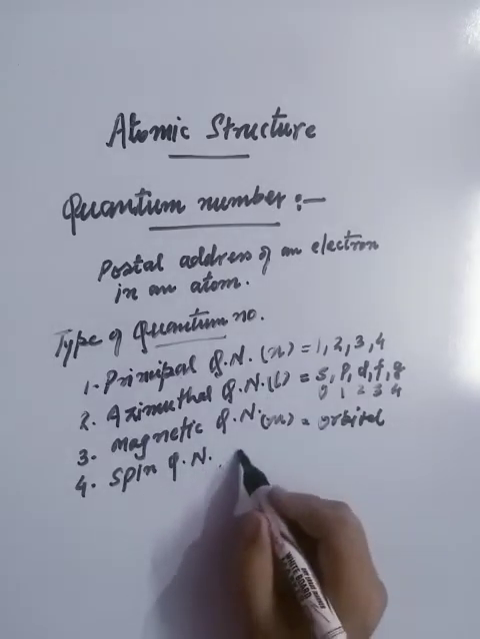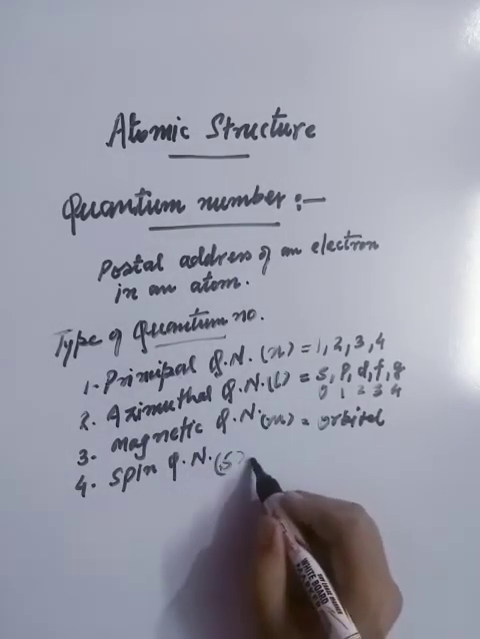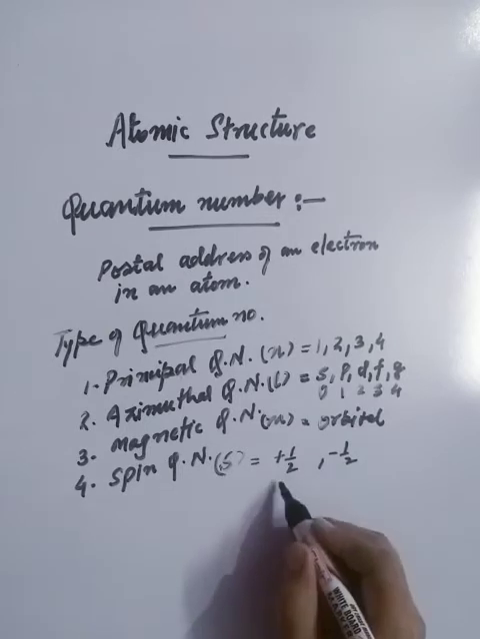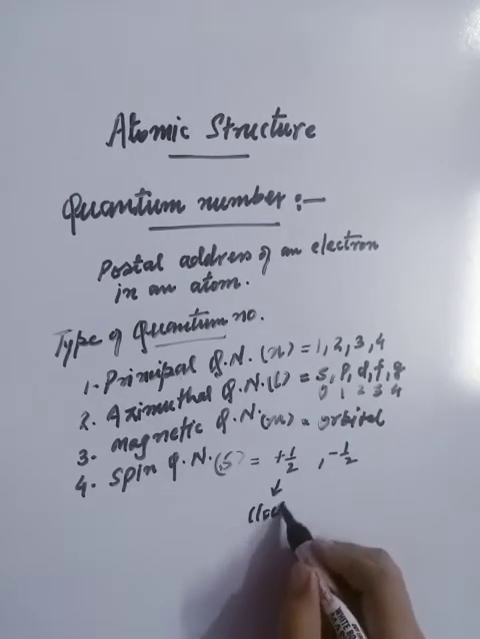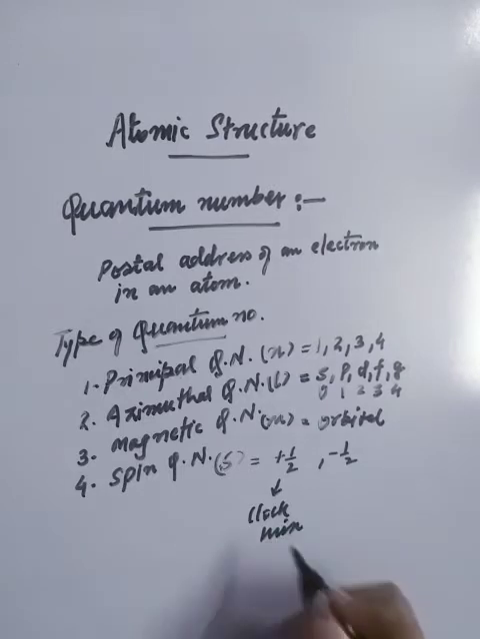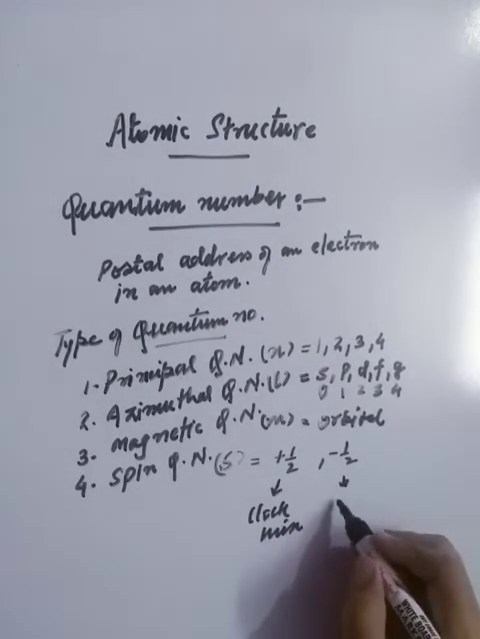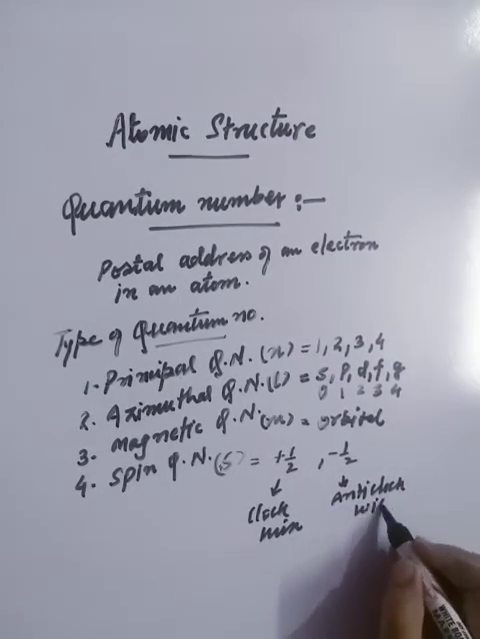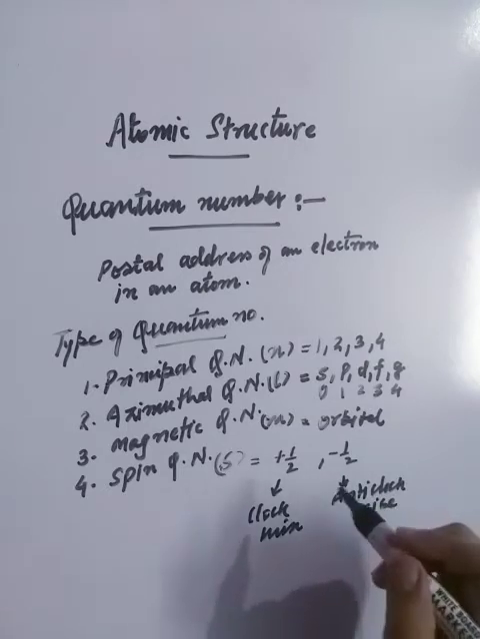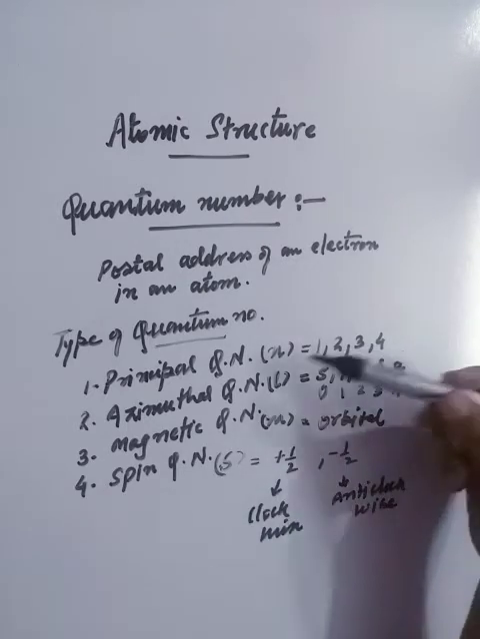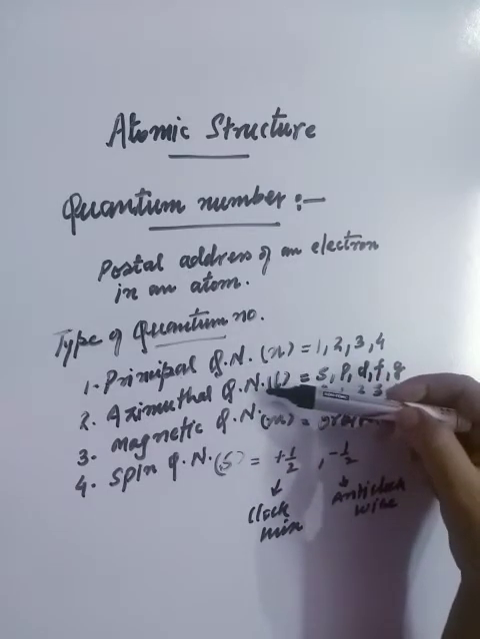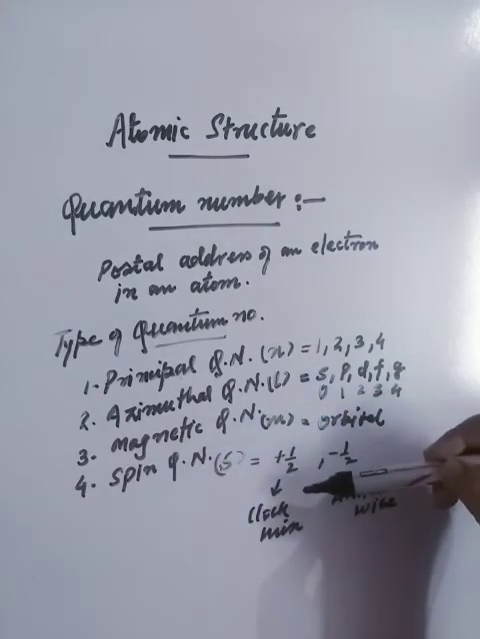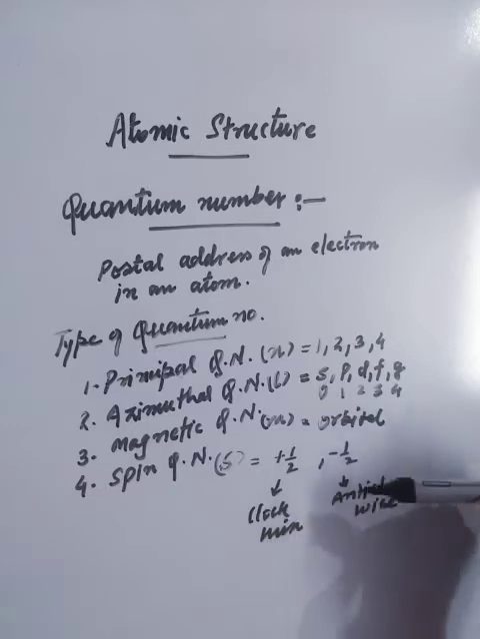The spin quantum number is represented by small s, and its value will be either +1/2 or -1/2. +1/2 shows the electron is clockwise in the orbital, and -1/2 shows the electron is anti-clockwise in the orbital. So the sequence is: n tells us about the shell, l tells us about the subshell, m tells us about the orbital, and the spin quantum number tells us about the spin, meaning whether it is a clockwise electron or an anti-clockwise electron.